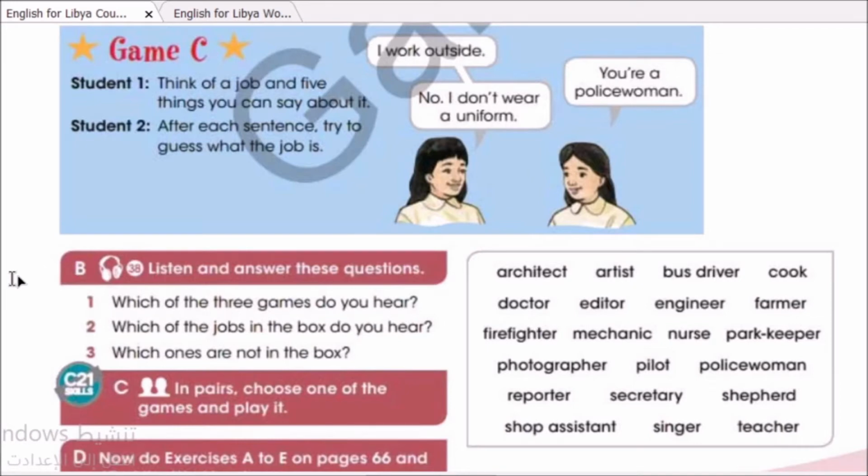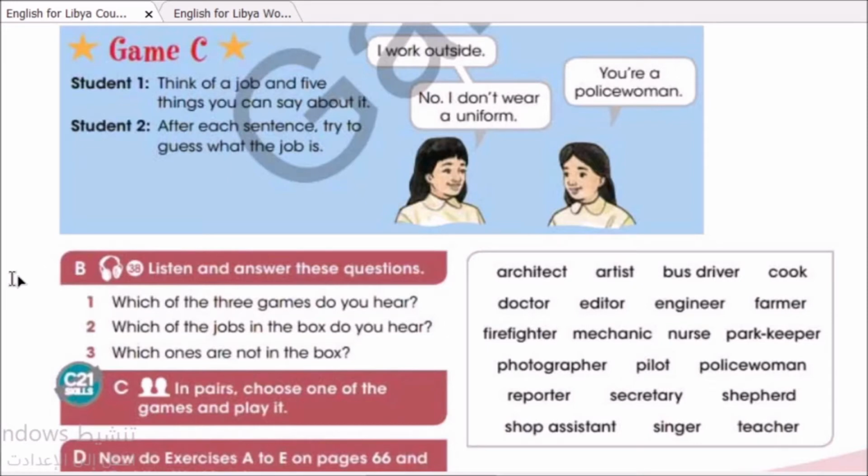Student 2. Have you thought of a job? Student 1. Yes. Student 2. Do you work inside? Student 1. Sometimes. Student 2. Do you work in an office? Student 1. No. Student 2. Do you make food for people? Student 1. No. Student 2. Do you help people? Student 1. Yes. Student 2. You're a doctor. Student 1. Wrong. I'm a policewoman.